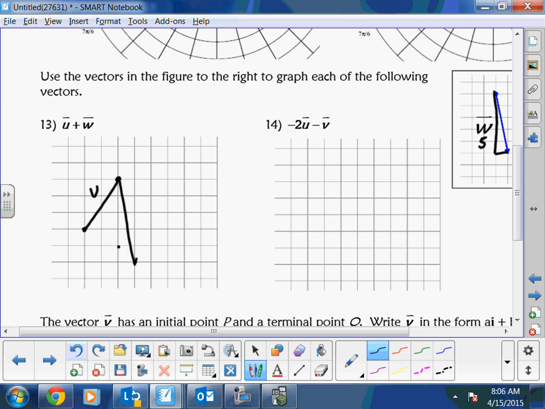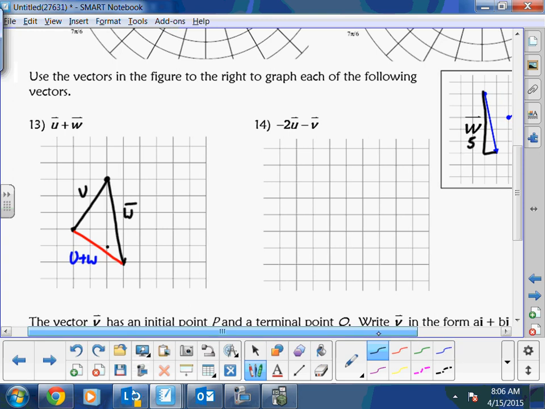And then draw w. The line that gets formed between these two, this line specifically, is known as u plus w as far as vectors. And those get added. Now let's go ahead and do this one. I like this one because it shows you.